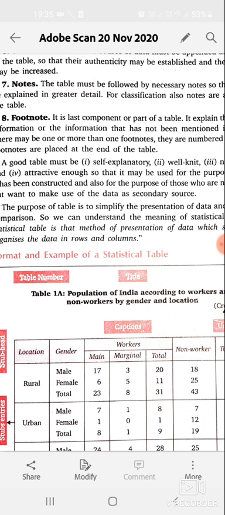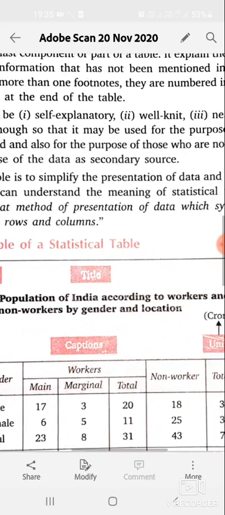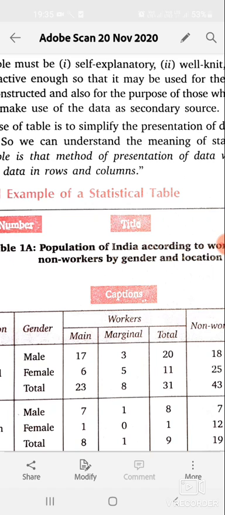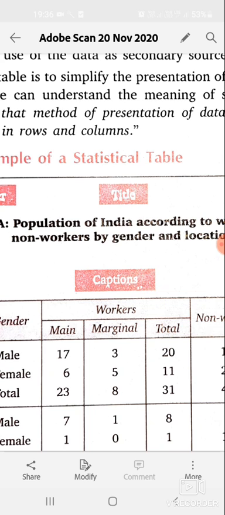Second one is title. Title is population of India according to workers and non-workers by gender and location. This is called the title. Third part of the statistical table is called the caption. In the caption, you find the workers. Again, the workers are further categorized into three parts, that is main, marginal, and then total. The explanation of the subhead of any column is called the caption.